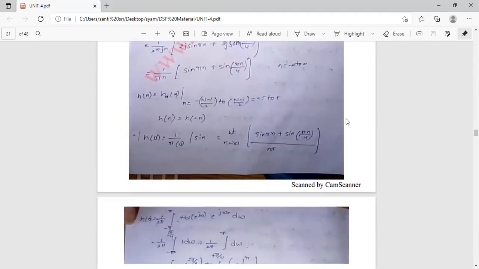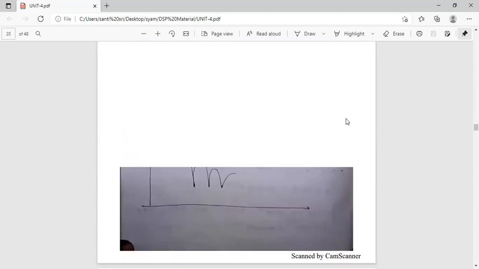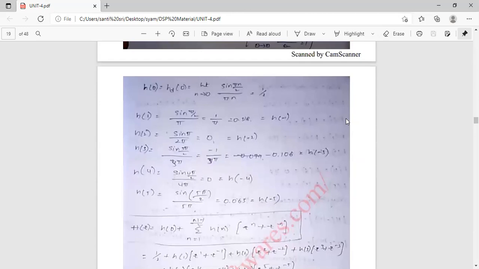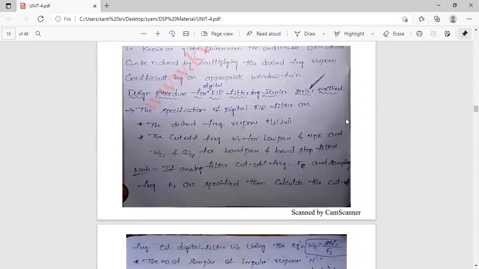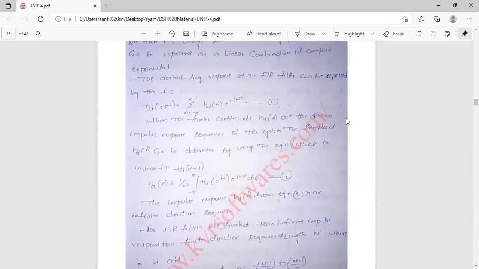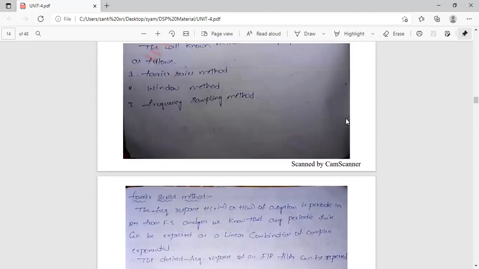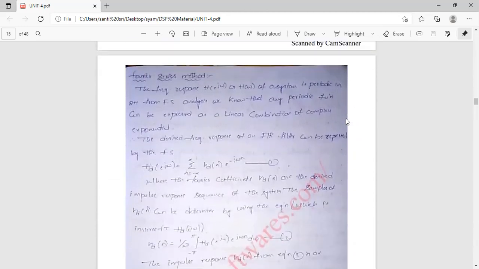These are the three important methods: the Fourier series method, the Windows method, and the third one, the frequency sampling method. So let us see the Fourier series method once.